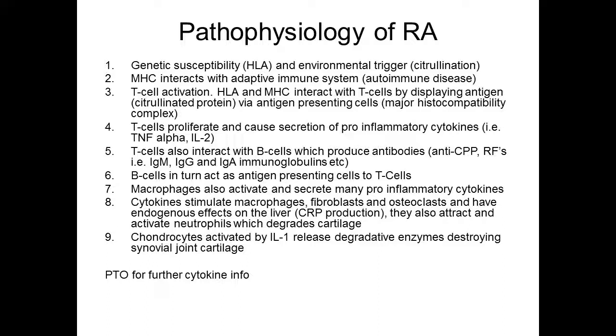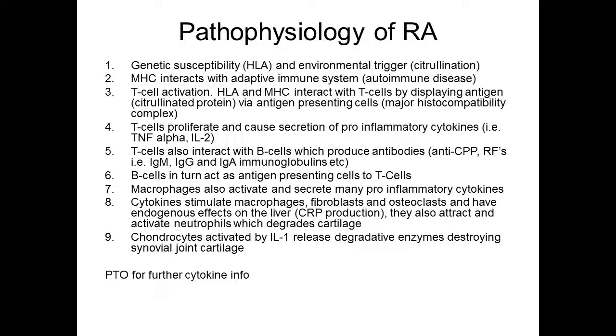The major histocompatibility complex are essentially proteins on the surface of antigen-presenting cells which interact with and activate the adaptive immune system to cause the underlying pathology associated with whatever the autoimmune disease is, in this case, rheumatoid arthritis. So T cell activation: HLA and MHC interact with T cells by displaying antigen, citrullinated proteins for example, via antigen-presenting cells via the major histocompatibility complex. T cells proliferate and cause secretion of pro-inflammatory cytokines, so molecules that induce and perpetuate inflammation.